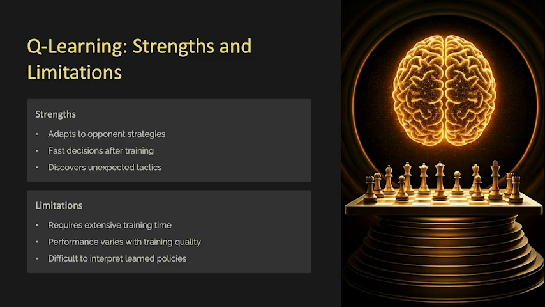Moving on to the next one, Q learning strengths and limitations. Firstly, it's very flexible. It can adapt to different opponents and even learn new strategies over time. It's also very fast during gameplay, since it just looks up the best moves in a Q table. However, it needs a lot of training, and if the training isn't diverse enough, it might not learn the best strategies. It's also harder to understand why it makes certain moves compared to Minimax.